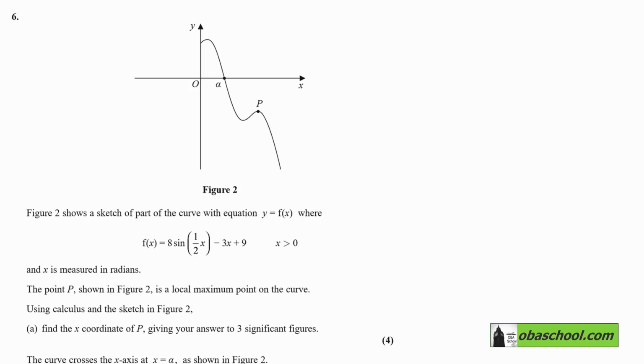Figure 2 shows part of a sketch of the curve with the equation y equals f of x. f of x is 8 sine half x minus 3x plus 9, and x is measured in radians. Note the definition is only for x greater than 0. We can see that on the diagram.